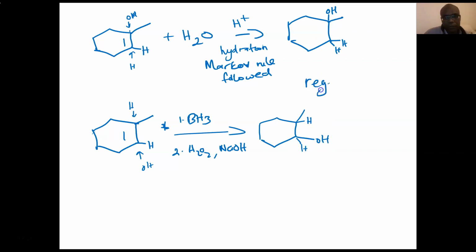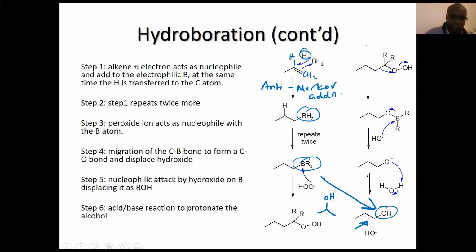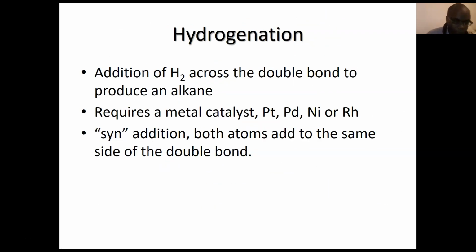So these two guys are regioisomers. Why? Because hydroboration is an anti-Markovnikov reaction where the hydrogen of the reagent ends up where there's less across the double bond. Okay, this hydrogen ends up where there's less. There's no hydrogen here, there's one hydrogen there. So it's doing the opposite of what we knew up here. So anti-Markovnikov addition. That's the reason why you get these regioisomers. So next we'll talk about hydrogenation next time.